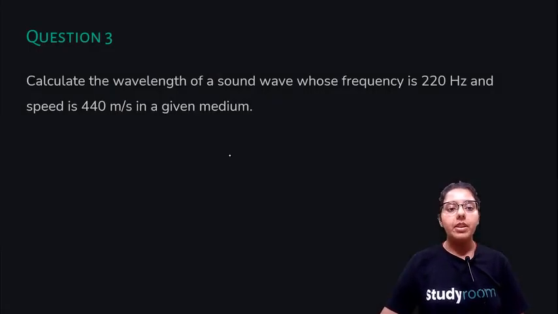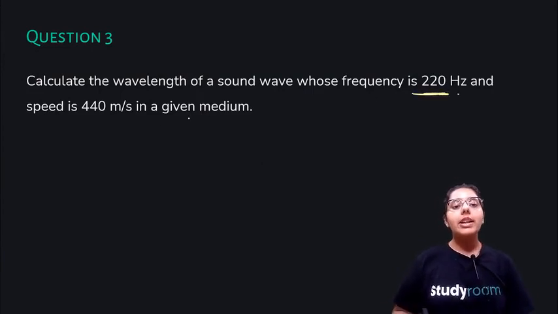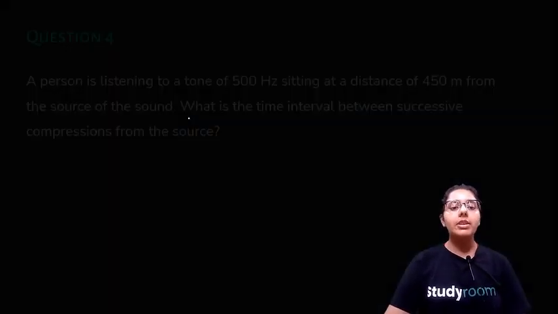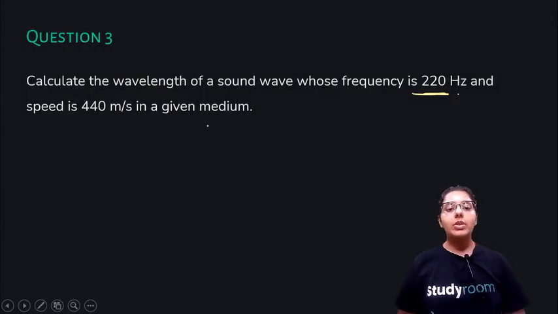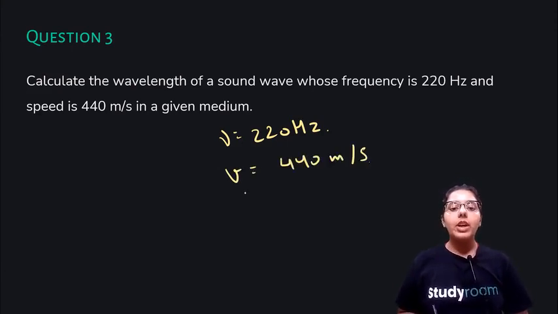Okay. One more question. Calculate the wavelength of a sound wave whose frequency is 220 hertz and speed is 440 meters per second in a given medium. Okay, so let's calculate. Your frequency is 220 hertz. And what is your speed? Your V is 440 meters per second. We need to calculate lambda.